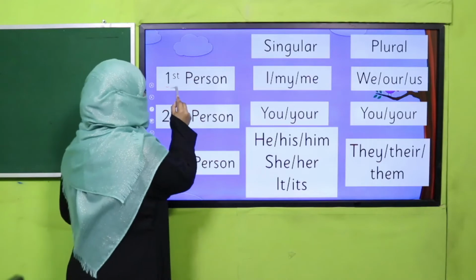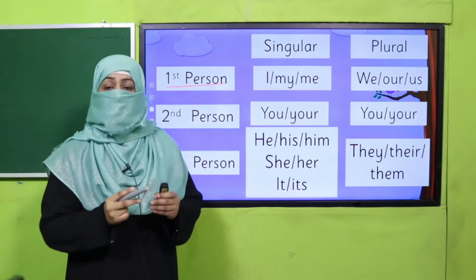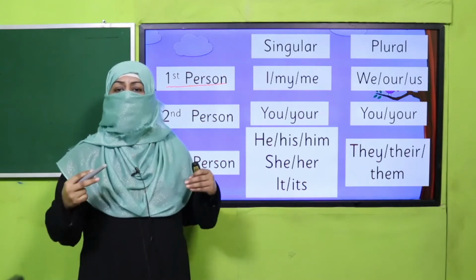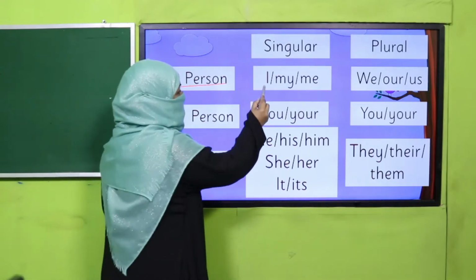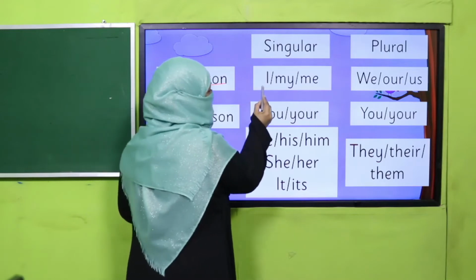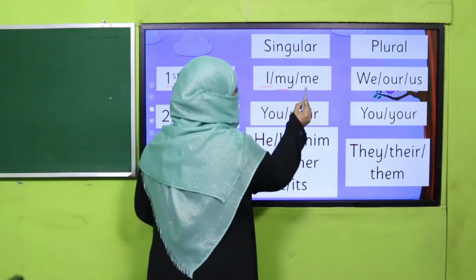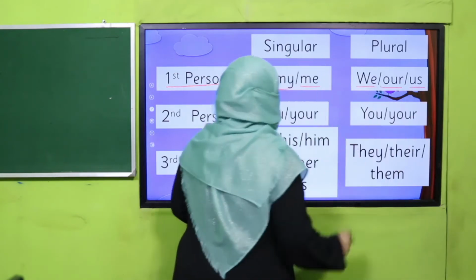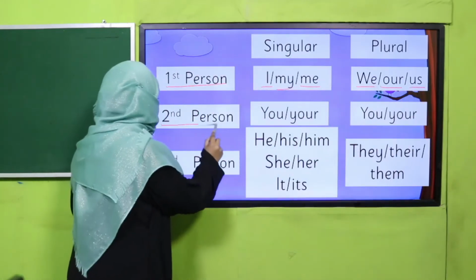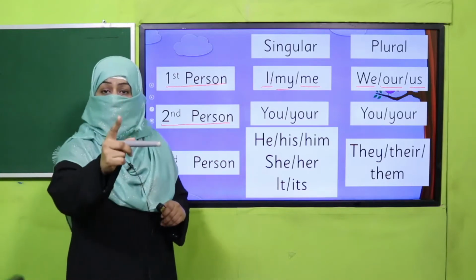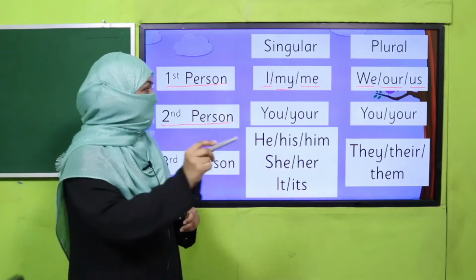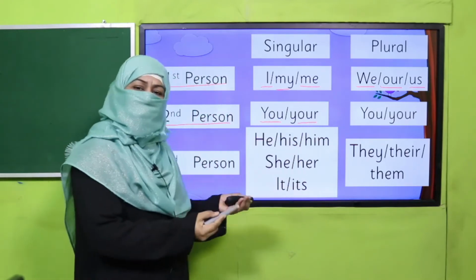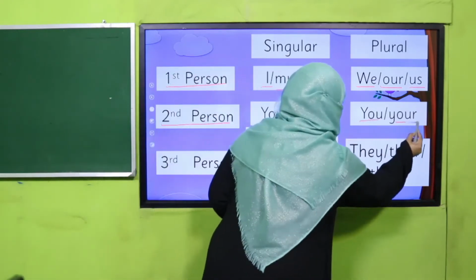For first person, and what is first person? The person who is talking. I am first person, and if I'm more than one, it becomes we. So for singular, pronouns are I, my, or me, and plural is we, our, or us. Second person, what is second person? You, to whom I'm talking. So singular, you or your, and its plural is the same, you and your.